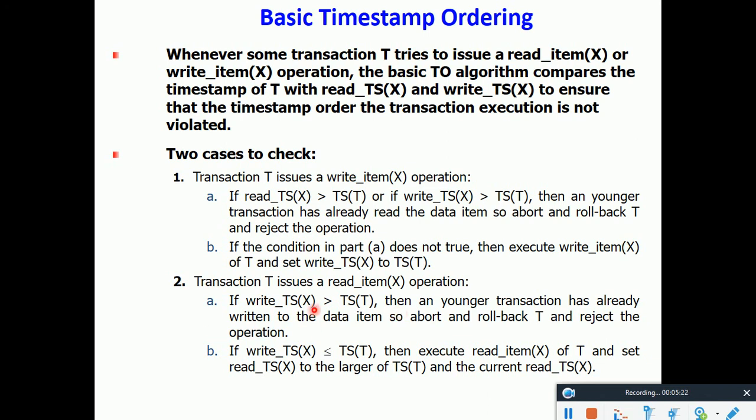But if this condition is not true, meaning write_TS of X is less than or equal to TS of T, then execute read_item(X) of T and set the read_TS of X to the larger of TS of T and the current read_TS of X, because we have only checked the write timestamp. So there is a possibility that the read timestamp can be larger. We have to set the read_TS of X to the larger of both. If T is younger, then we set it to TS of T, but if it is not, then we keep it as read_TS of X.